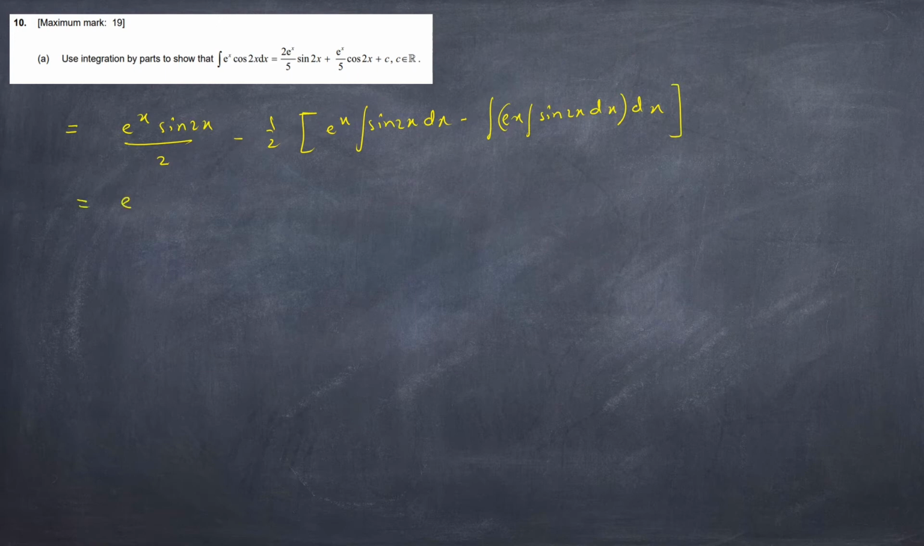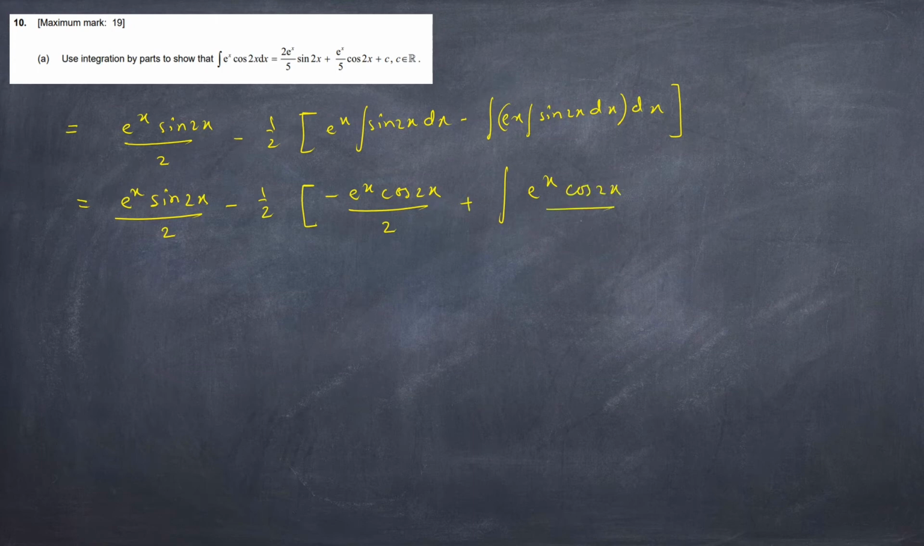So if you solve this process, it will come out to be e to the power x sine 2x divided by 2 minus half. Now integration of sine 2x is minus cos 2x divided by 2. So ultimately it will be minus e to the power x cos 2x divided by 2 minus, here it is d/dx, it was same like e to the power x, and here it will be minus cos 2x dx. So minus minus, here it will be plus. So ultimately this will be plus and cos 2x divided by 2, and it is now dx.